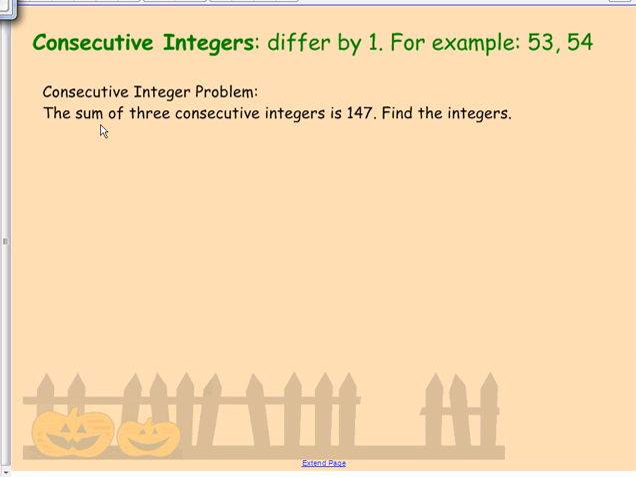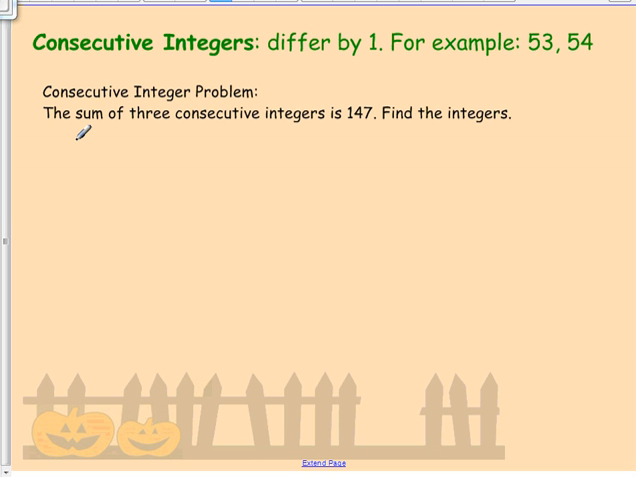Alright, now our next example of equations with problem solving has to do with consecutive integers. Consecutive integers are integers that differ by 1. So for example, 53, 54, 1, 2, -1, -2, 25, 26. Okay, you get the point. So our problem right here is the consecutive integer problem. The sum of 3 consecutive integers is 147, and you want to find the integers.